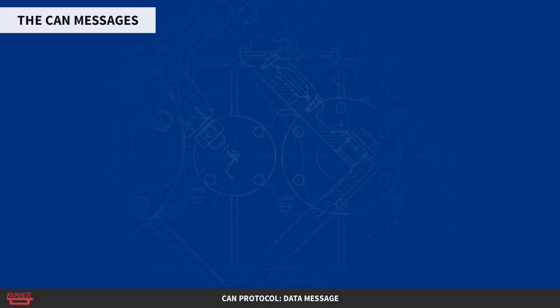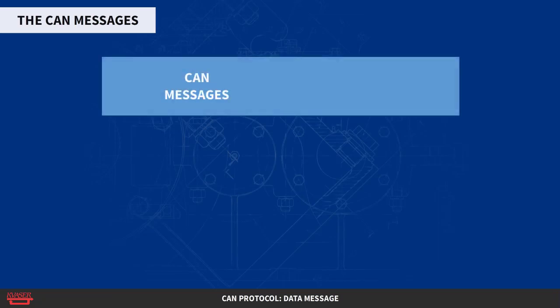The CAN messages. CAN uses short messages. The maximum utility load is 94 bits. There is no explicit address in the messages. Instead, the messages can be said to be content addressed. That is, their contents implicitly determine their address.